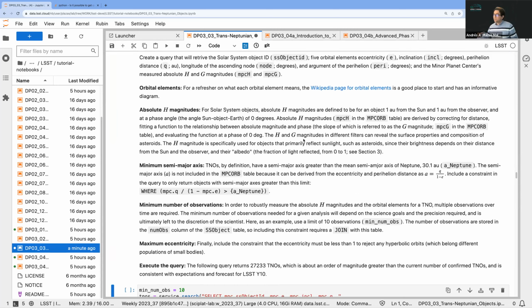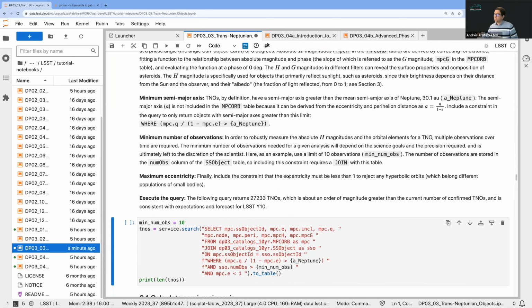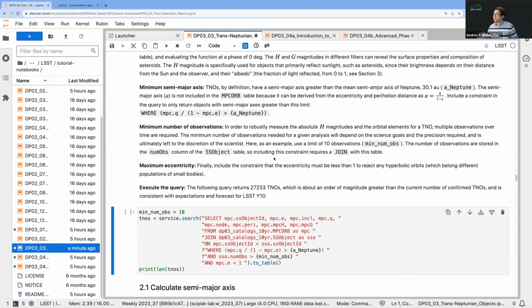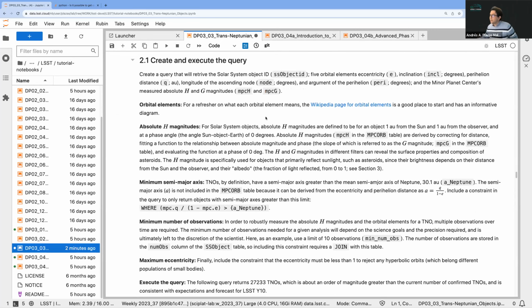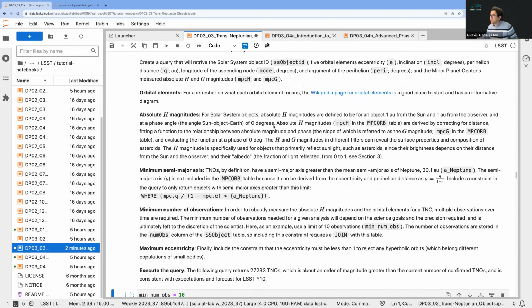But if you add certain constraints within the query, in particular constraints on the semi-major axis quantity A, then it's going to be faster and it's going to give you the TNOs. But let me go into a little more detail on what is being described here.